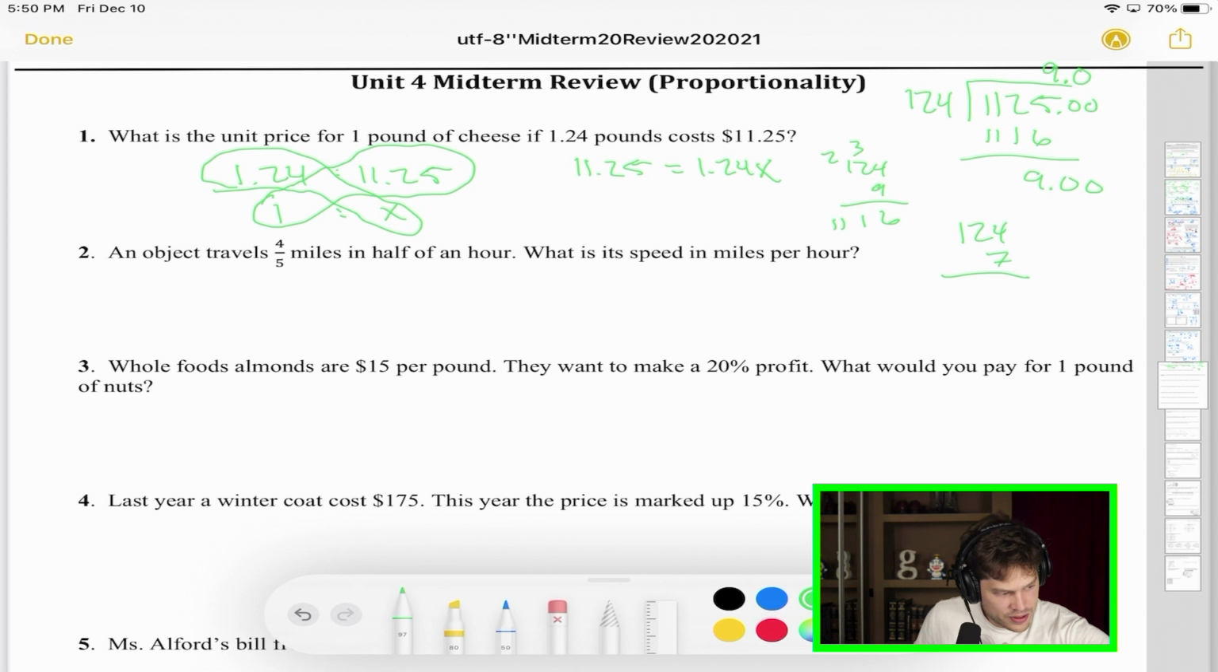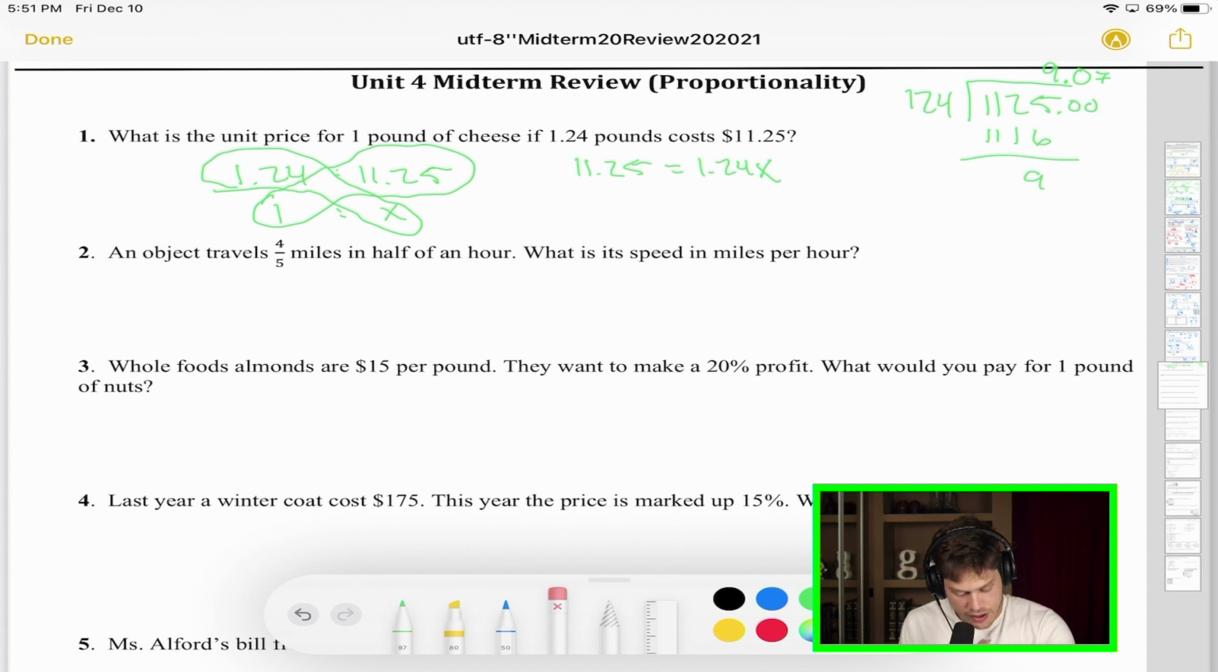Guys, don't hate me. I'm pulling out a calculator. I want to see how crazy this decimal is. Wow. Yeah, this is a crazy decimal. It's 9.0725806452. So we are not going to do all that. We're going to say our unit price is, how about we do this?